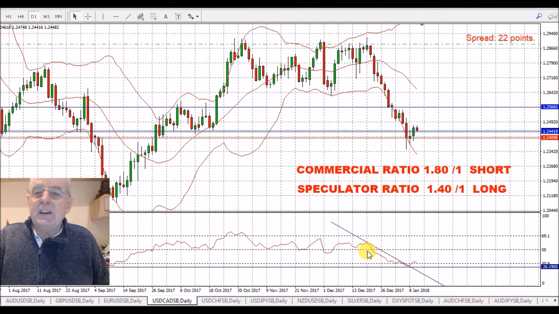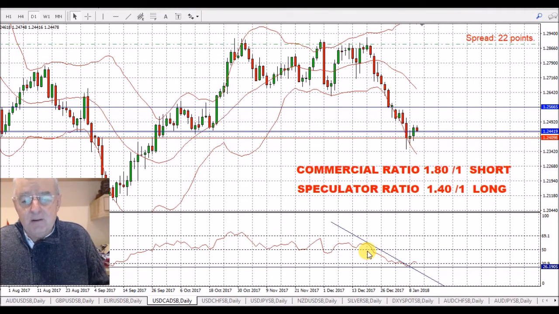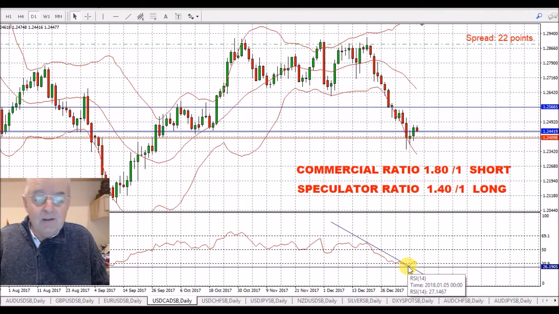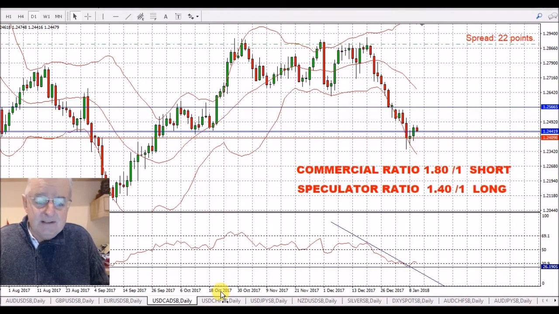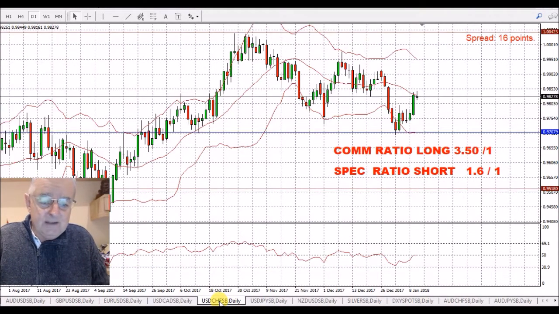But the commitment of traders has an all-time short position on oil, so we are expecting a big break to the downside. We put our trend line down here on the RSI for the USD CAD, and we had a buy signal back here, and we have moved up. I think we're going to see more strength later on today. So let's see how that goes.